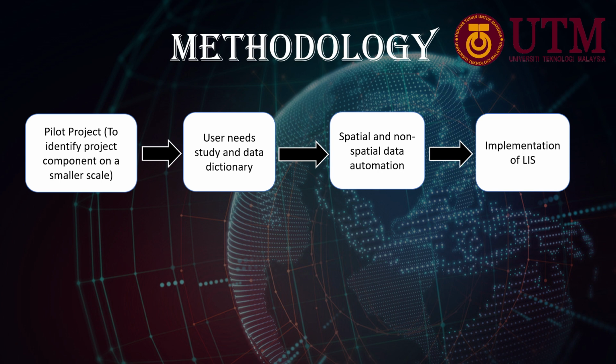In order to build a comprehensive database that meets all user requirements, all potential users of LIS must be involved at this stage. The last step is implementation of LIS. Automation of records is the most important phase prior to LIS implementation.